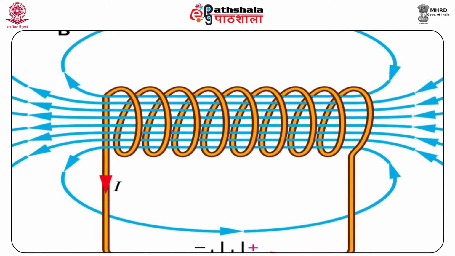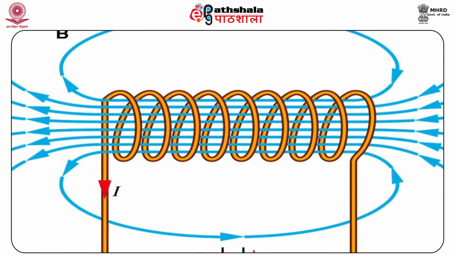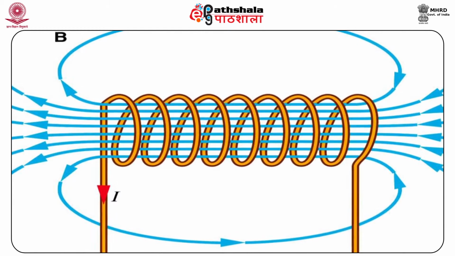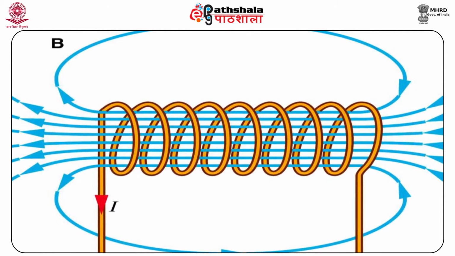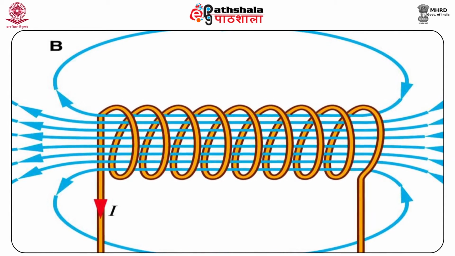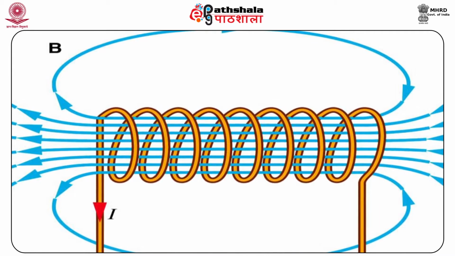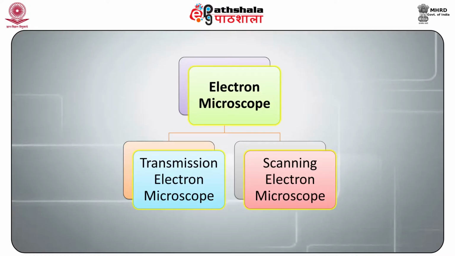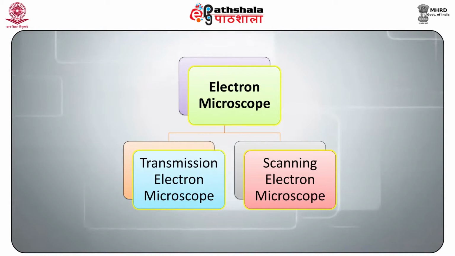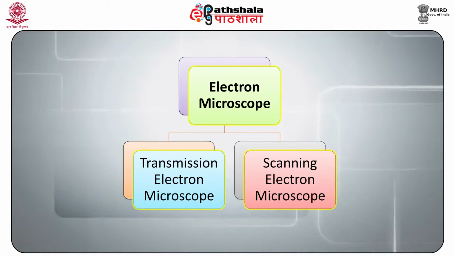A solenoid is basically a coil of wire around the outside of a tube, through which electric current is passed, thereby inducing an electromagnetic field, and the beam is controlled by adjusting the current, as electrons are very sensitive to a magnetic field. Now there are two types of electron microscope. Number one is TEM, which is known as transmission electron microscope, and the second one is SEM. Its full form is scanning electron microscope.